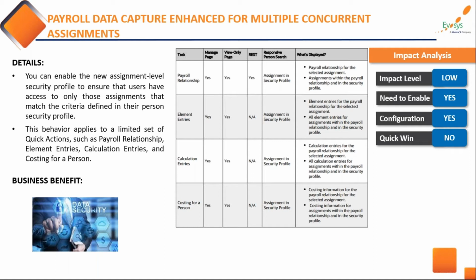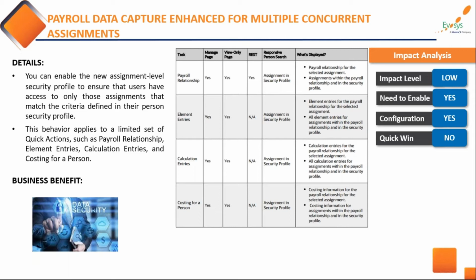The impact of this security is there in various modules, including payroll. But in payroll, it is very limited to a few actions, like the quick actions on payroll relationships, element entries, calculation entries, and costing per person. So it's only applicable to these 4 levels now. In case you enable the assignment level security profile at your organization level, you can only restrict on these 4 items within the payroll section. The benefit of the assignment security is obviously giving the right access to the right people. So you have proper, secure data, and you only show people what they are liable to see and not everything.